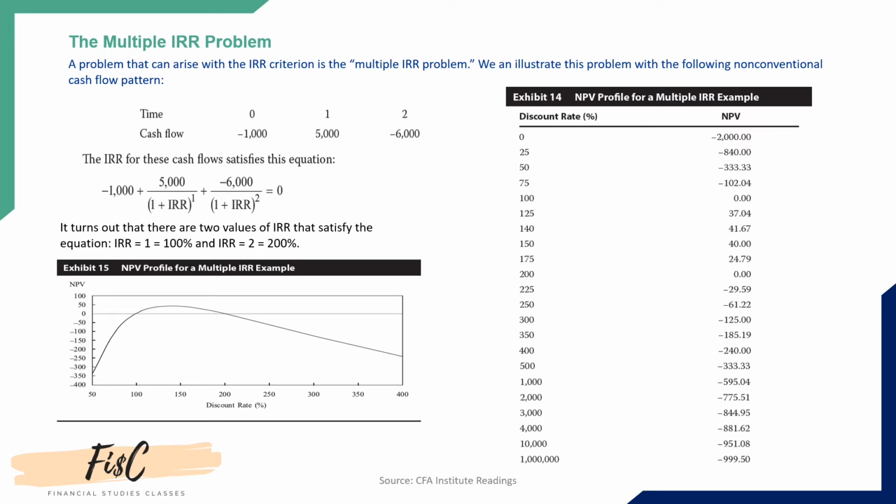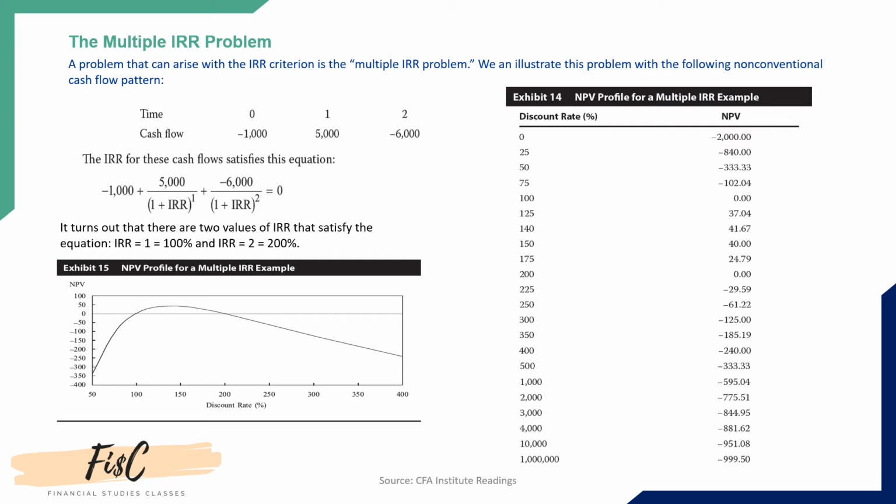You can see in exhibit 14 the NPV of a project. The cash flow is given as minus 1000 in year 0, plus 5000 in year 1 and minus 6000 in year 2. So you can clearly see there is a sign change more than once. In such projects where there are multiple inflows and outflows, there is a chance that you can have more than one IRR.